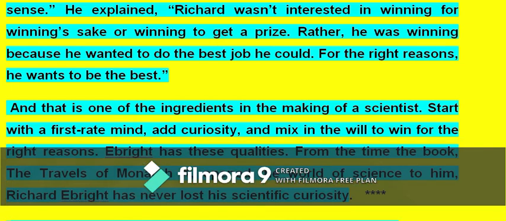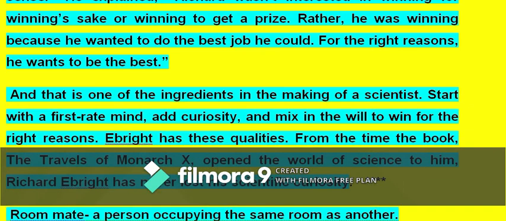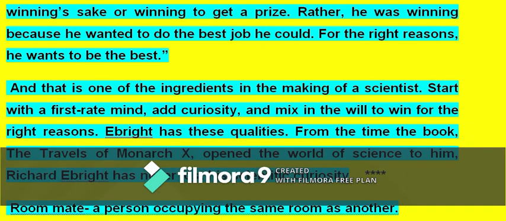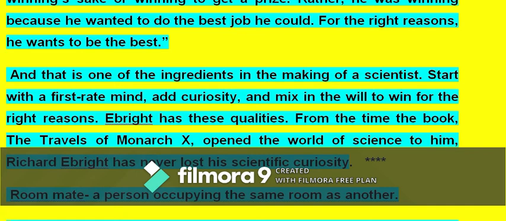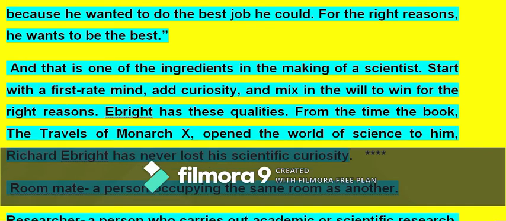And that is one of the ingredients in the making of the scientist. Start with the first-rate mind, add curiosity, and mix in the will to win for the right reasons. He wanted to win, and that is the reason he kept on continuing. Ebright has 3 qualities. From the time the book The Travel of Monarch X opened the world of science to him, Richard Ebright has never lost his scientific curiosity.